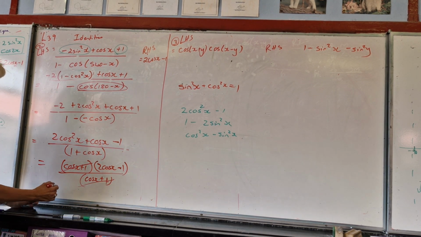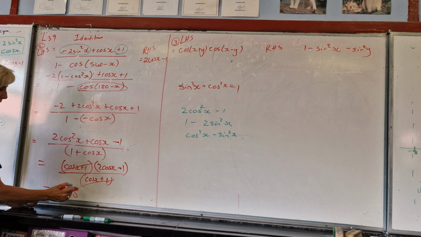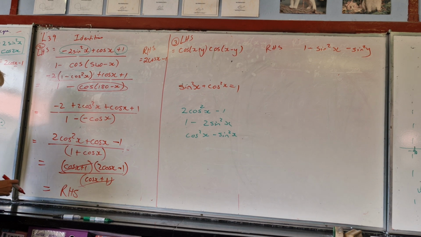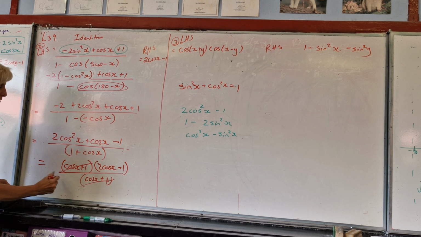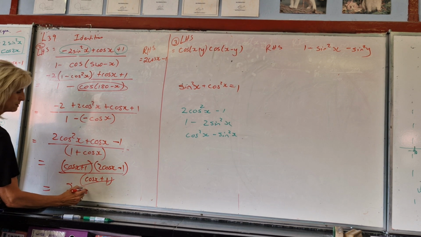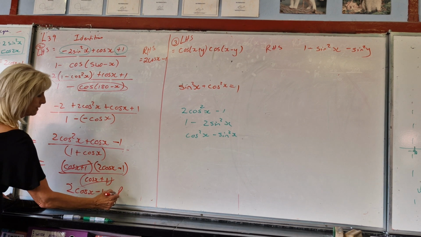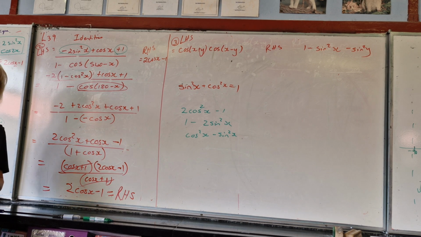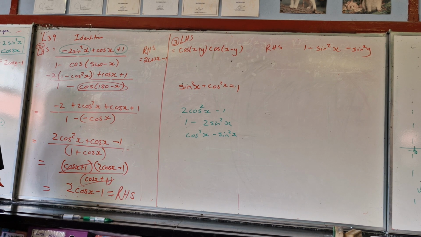And even if you now told me it's equal to the right-hand side, I'll give you the marks because I can see it cancelling out and being equal to the right-hand side. Maybe I would have liked it a little bit better if you just said 2 cos x minus 1, and that's equal to the right-hand side. How many marks? 4. Maybe 5, I don't know.